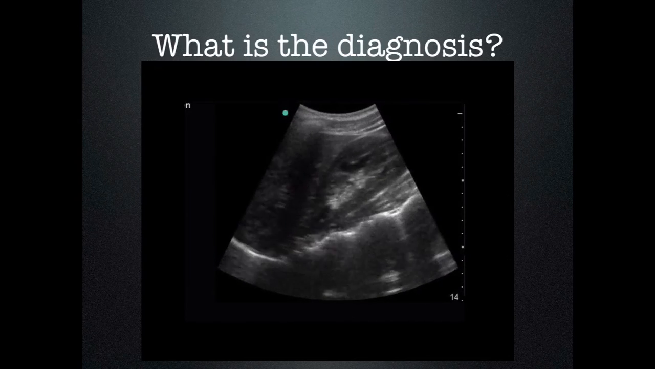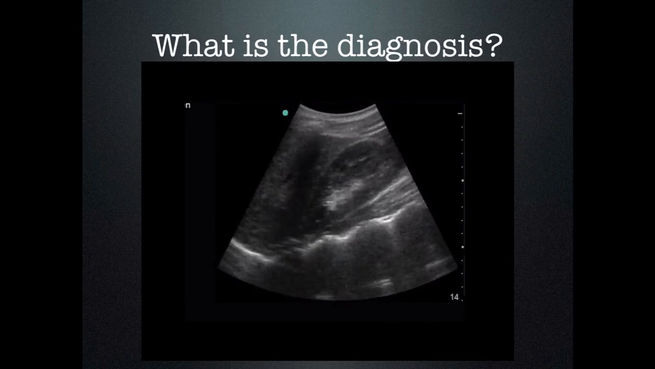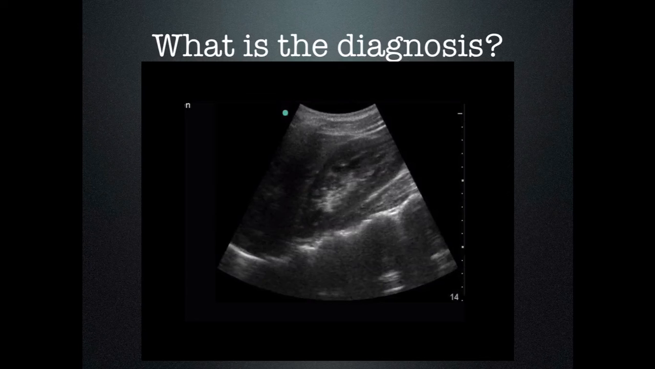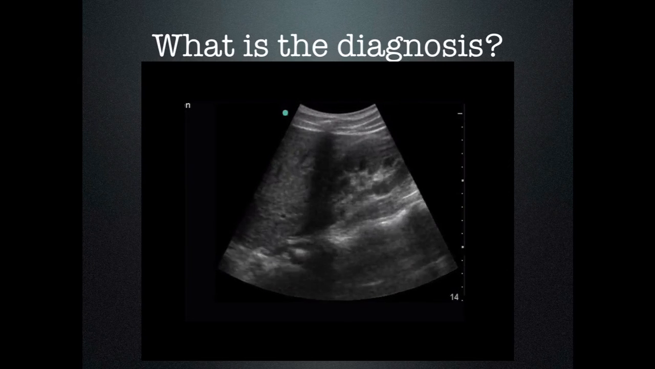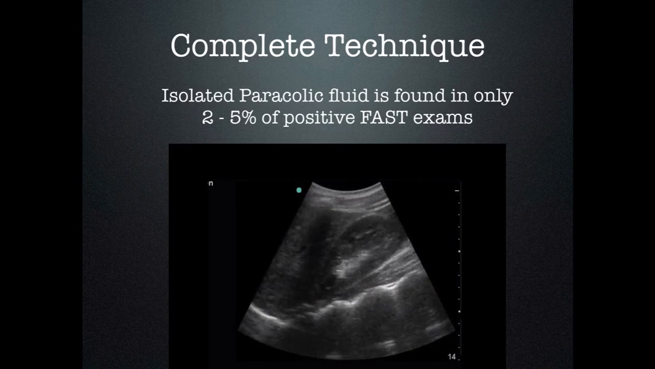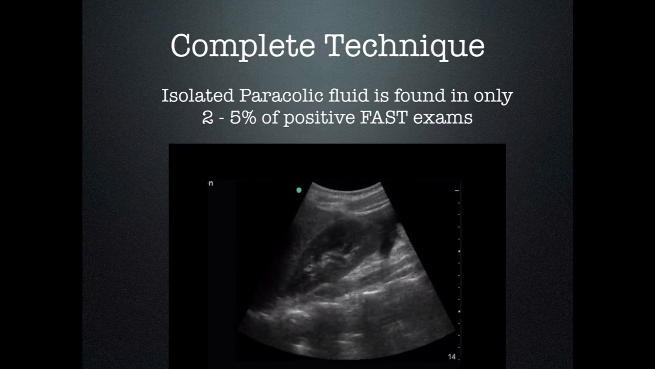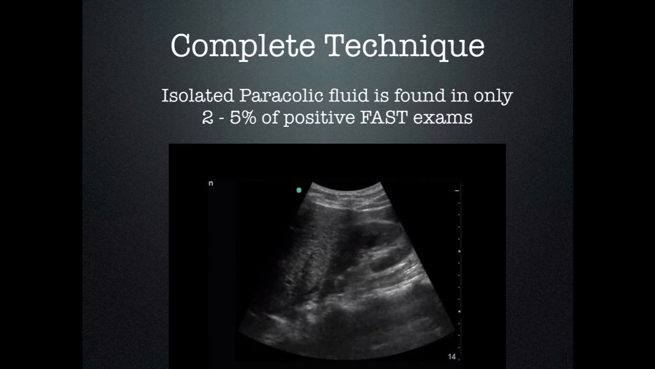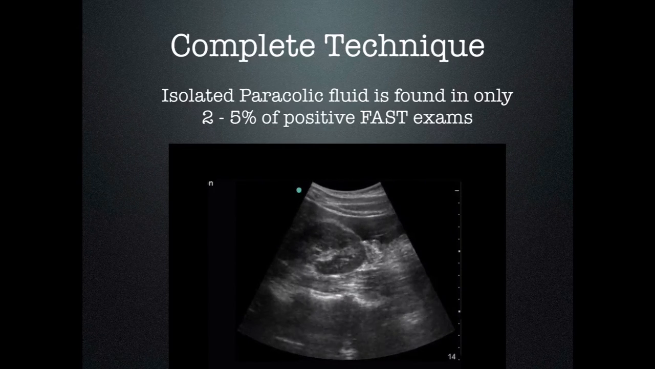So what's the diagnosis? Here we have the right upper quadrant view. We see the liver. We see the kidney. Is it positive or is it negative? Well, if you look only in Morrison's pouch, you'll miss the fluid. You have to have a complete technique. As we slide towards the inferior pole of the kidney, we see that there's a large amount of fluid at the inferior pole of the kidney in the paracolic gutter.